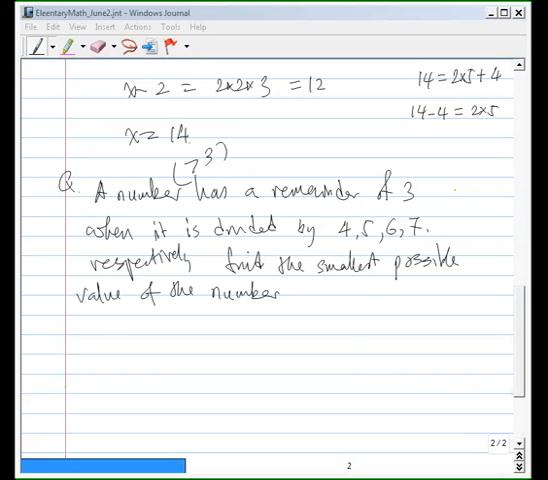Can you do that? Please take a pencil and a piece of paper and try to work it out by yourself. I want to see someone who can show me the answer right now. There's a number that gives you the same remainder when it's divided by 4, 5, 6, and 7. Can you figure out the smallest number? Justin, please mute your microphone.